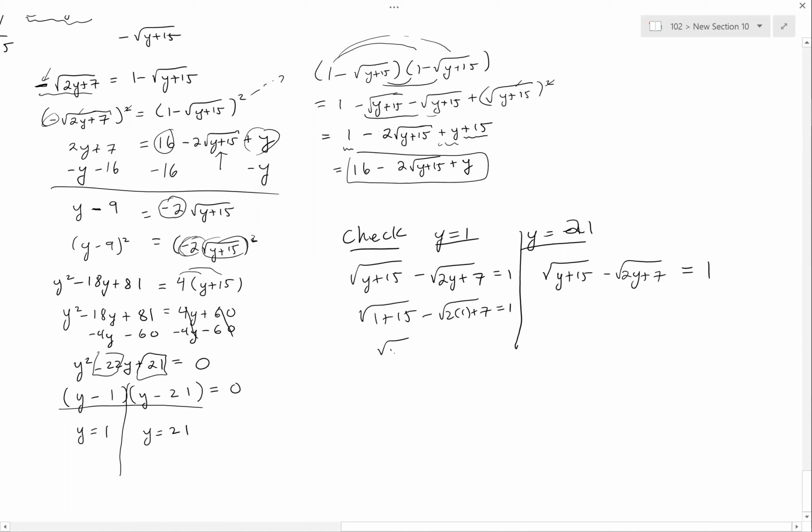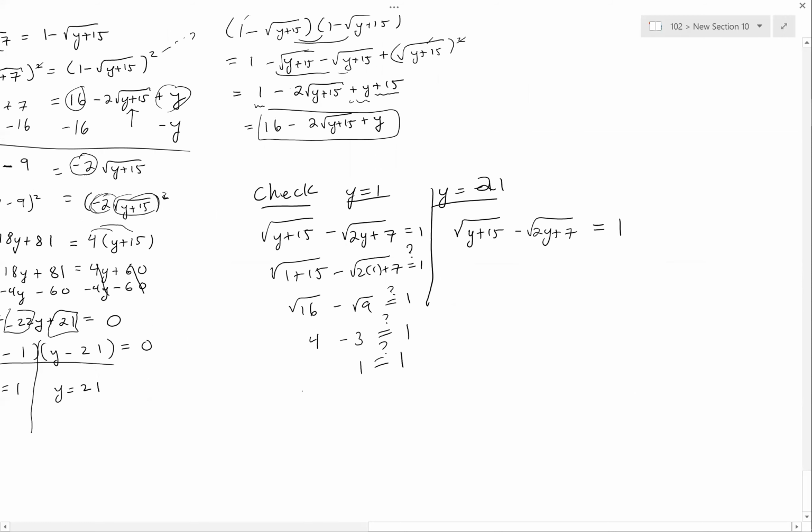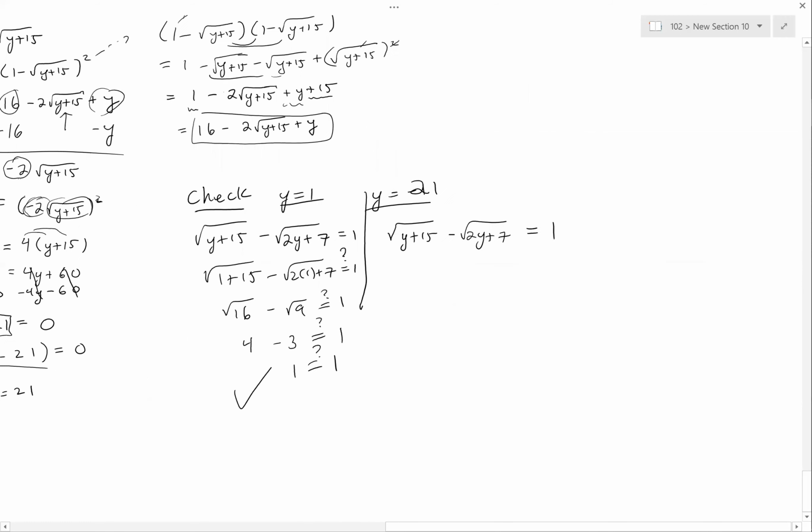I'll end up with the square root of 16 minus the square root of 9, which ends up being 4 minus 3, and I'll end up with 1 is equal to 1. So y equals 1 works. True.